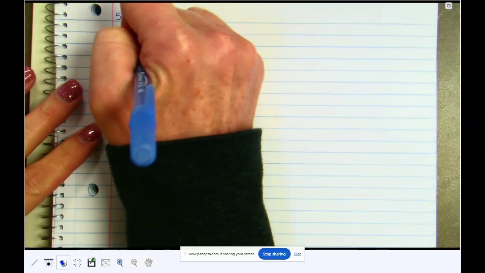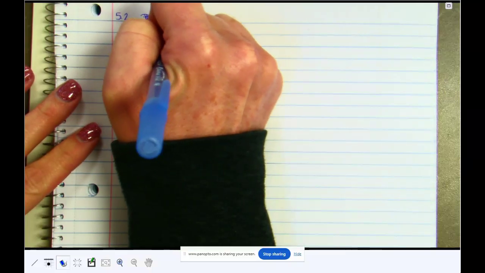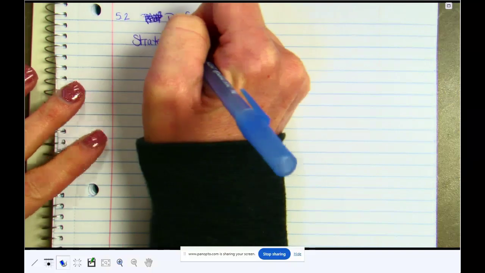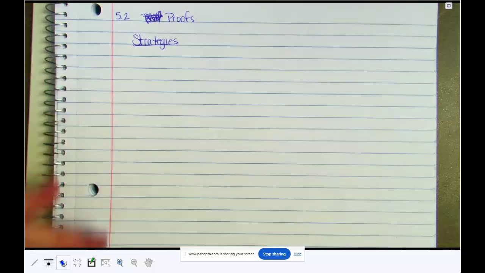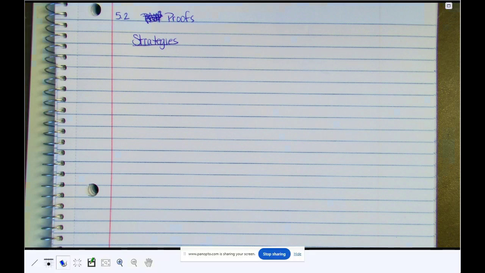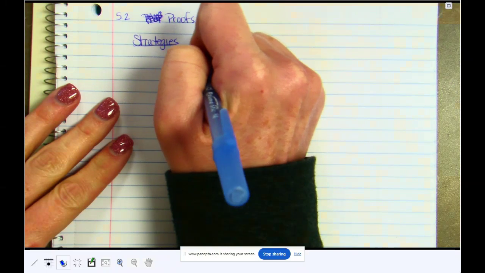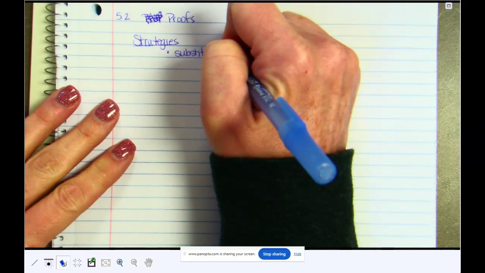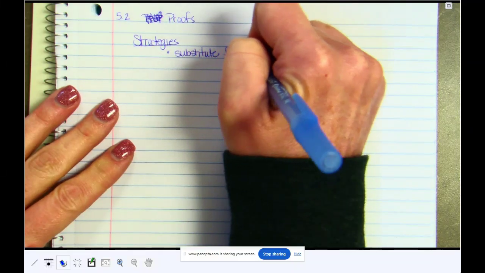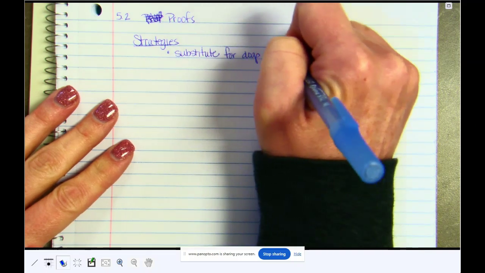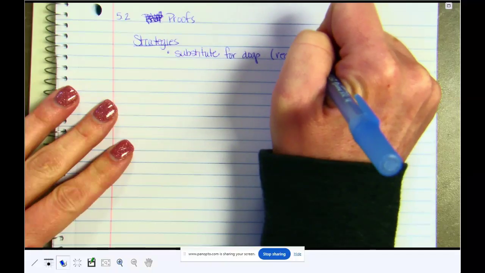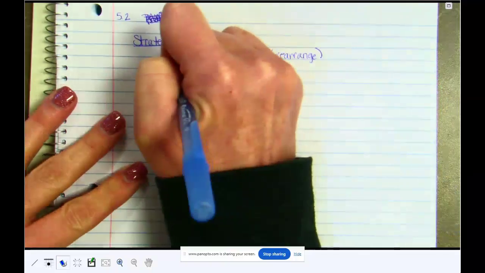We've already talked about some strategies. If I give you a proof, this is from chapter 4, what are some of the strategies you could do? You could substitute identities. You can also rearrange. So I'm going to put rearrange up there. Trevor said change everything to sines and cosines.